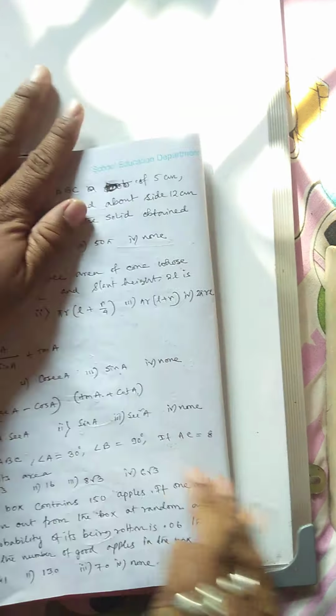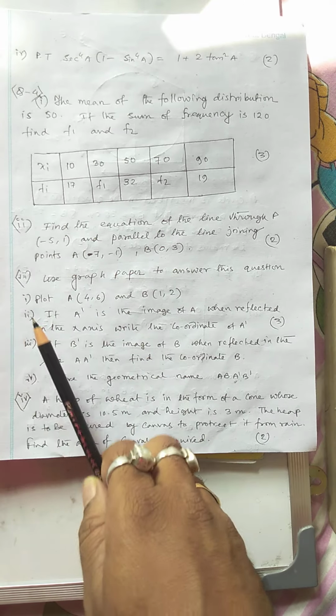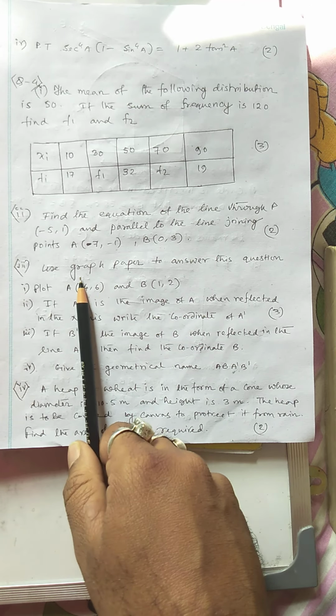So, find the equation of the line through P and parallel to the line joining points A(7, -1) and B(0, 3). This is from the circle chapter, and we know that the slopes of two parallel lines are equal. You have to use this concept. And then another question from coordinate geometry, and it is from reflection.